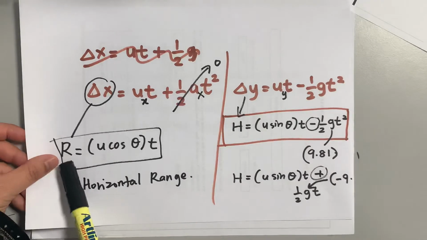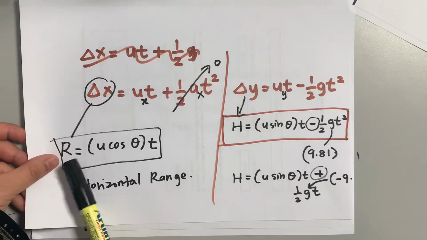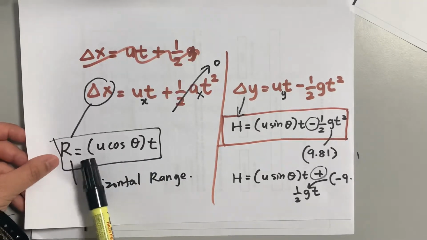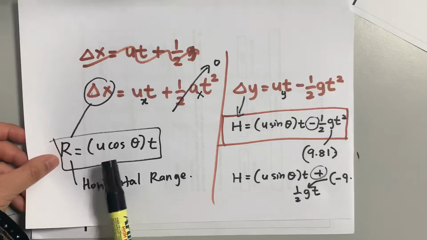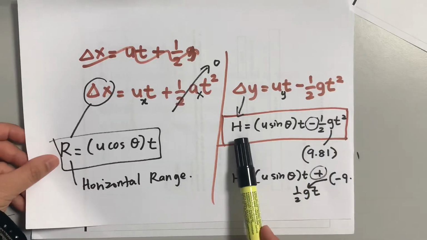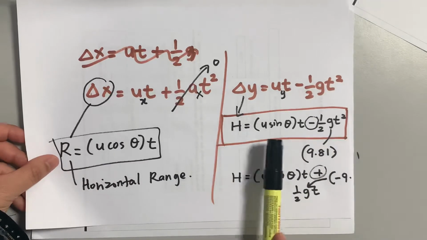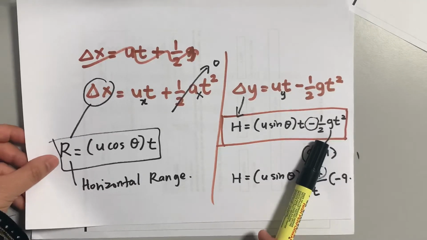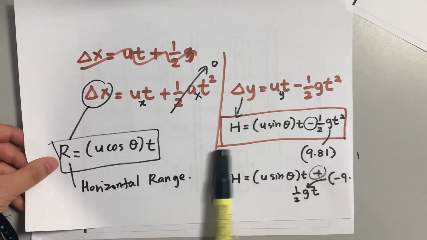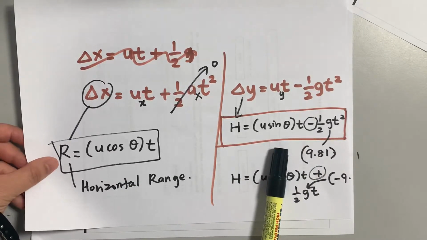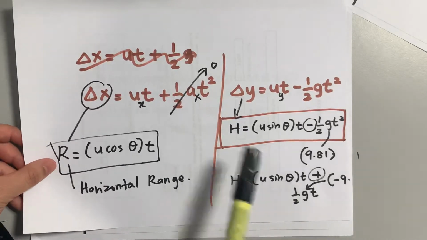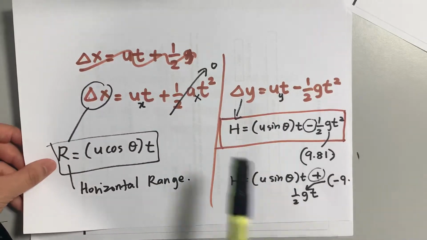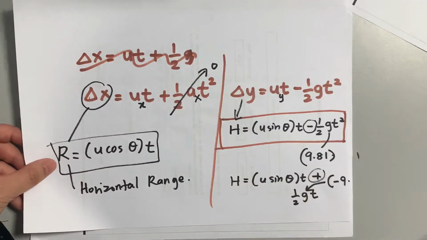Okay, you use if horizontal range or how far, so you use for x-axis u cos theta t. If the height, if delta y, if tall of the building, so you use this equation. This equation is not given during exam because we already give you the 4 kinematic equations. You just derive yourself. That's why I teach you how to derive from here. This is one of the kinematic equations.